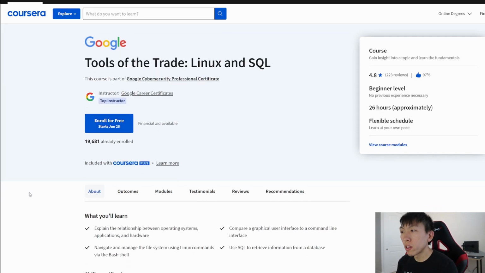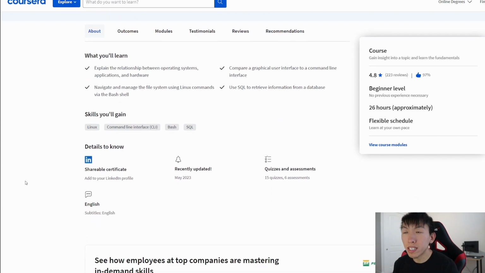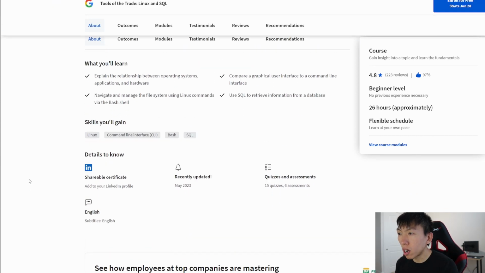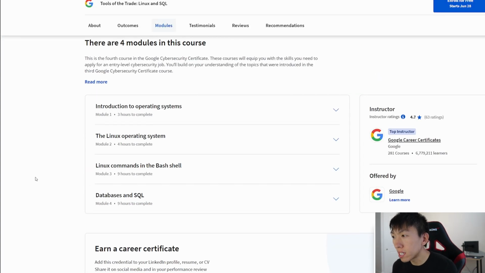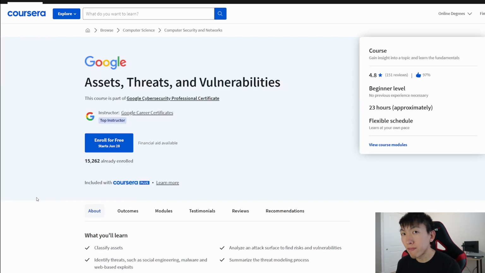Tools of the trade, Linux and SQL. For this course, you will learn the basics of the Linux operating system and hopefully feel more confident using Linux at the end of the course. You will also briefly touch on SQL, which will teach you how to query certain databases to retrieve events of interest.